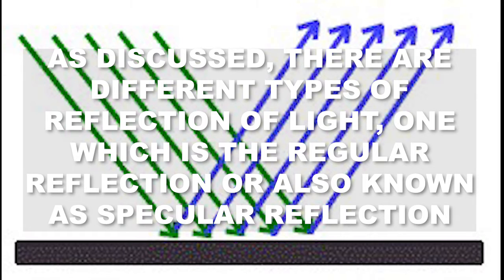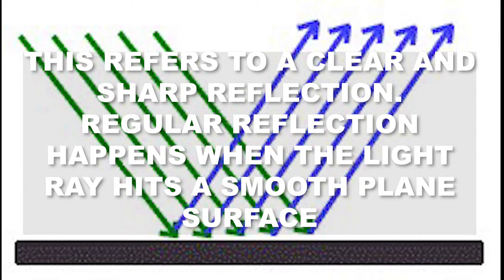As discussed, there are different types of reflection of light, one of which is regular reflection, also known as specular reflection. This refers to a clear and sharp reflection. Regular reflection happens when the light ray hits a smooth plane surface.